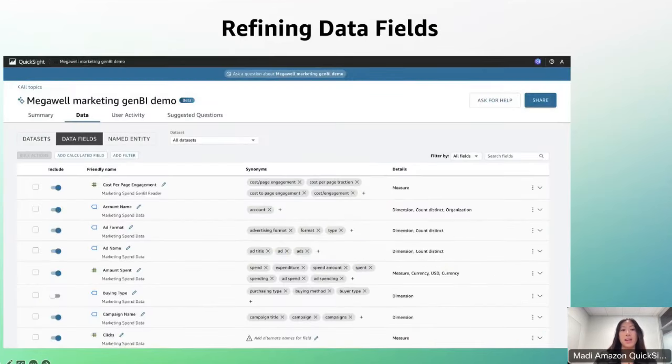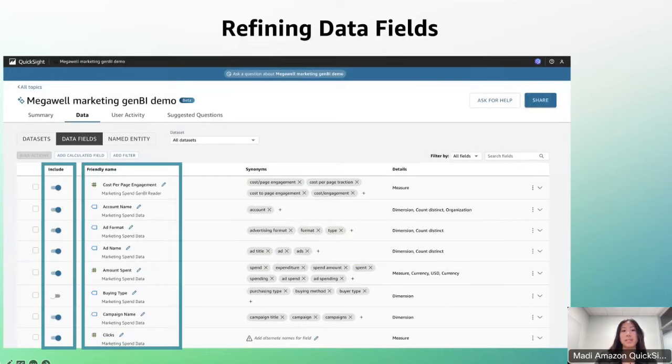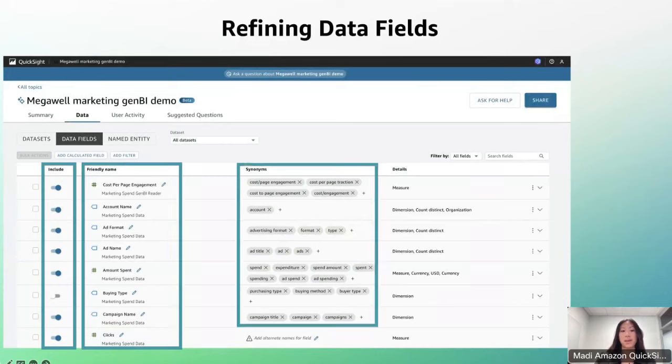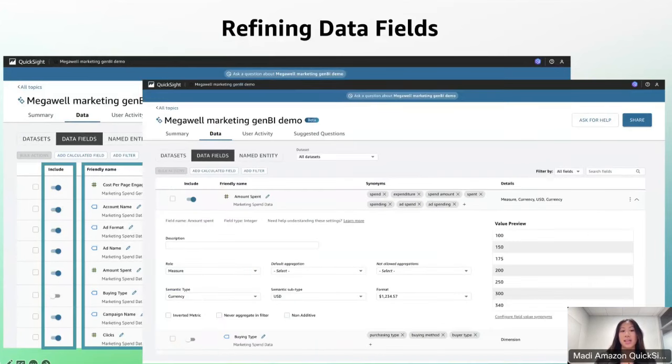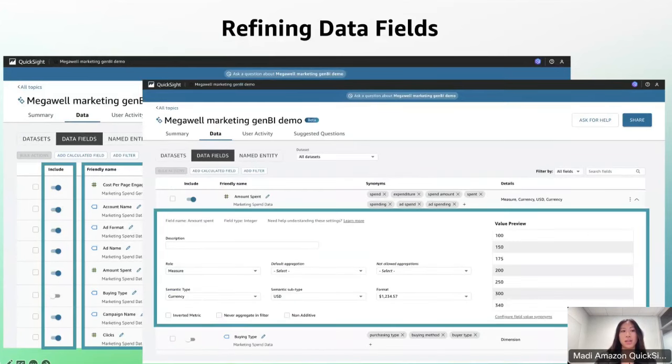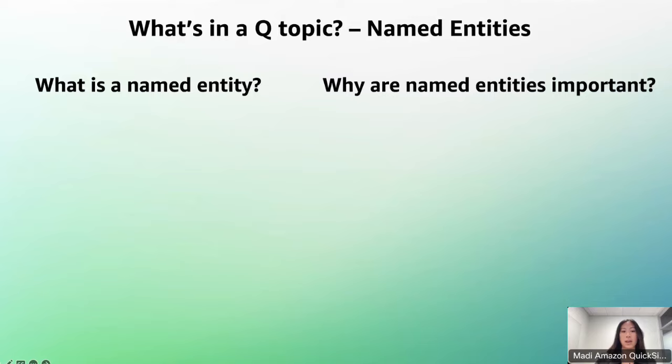And then we'll go over refining data fields in this demo, but to do so, we'll do the include/exclude field portion. We'll edit the friendly names to be more friendly to your end users who will actually ask questions about your data. Adding synonyms, again, to make sure the natural language question queries match up with what your end users will say. And then in the details portion, the description, roles, and default aggregations.